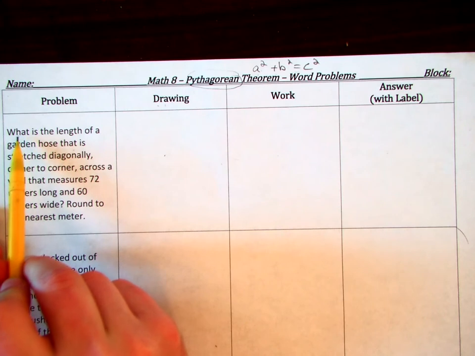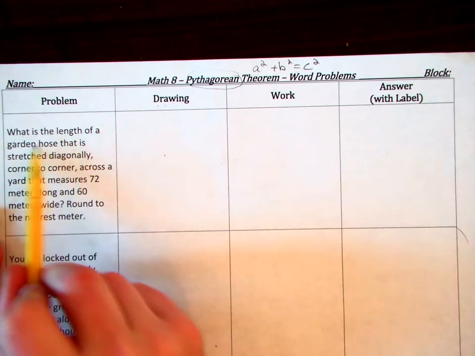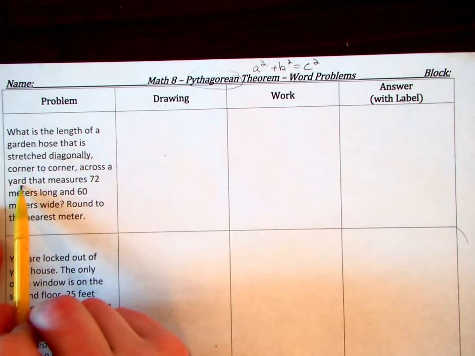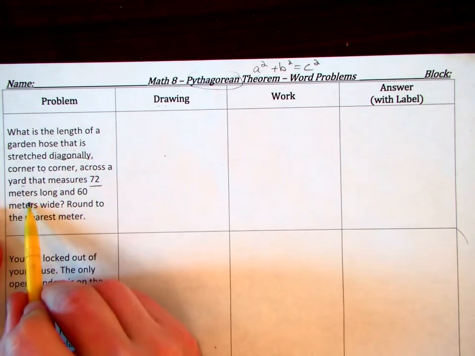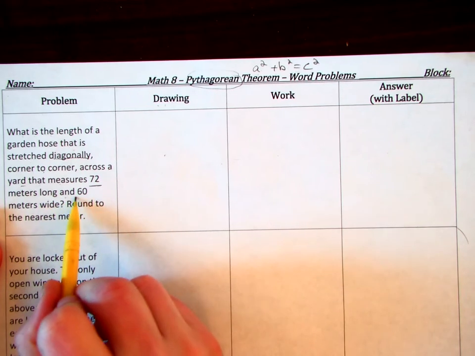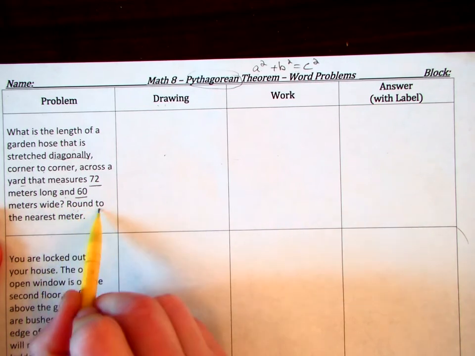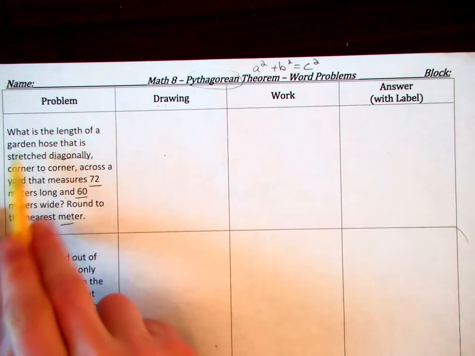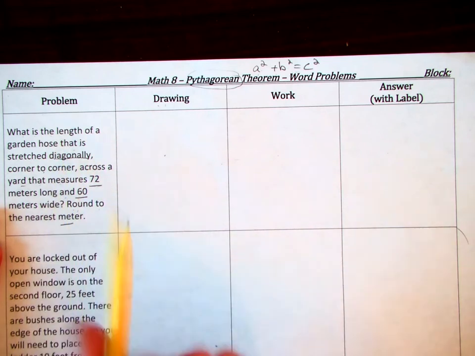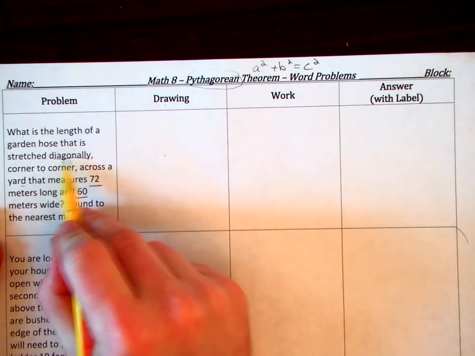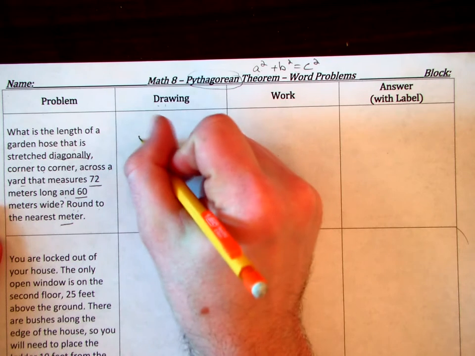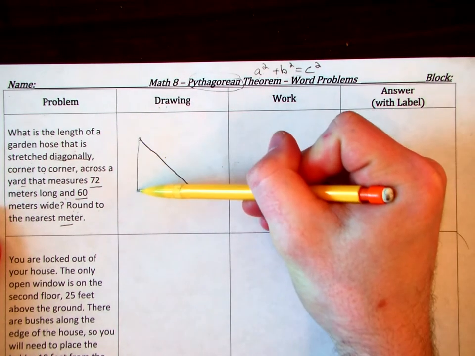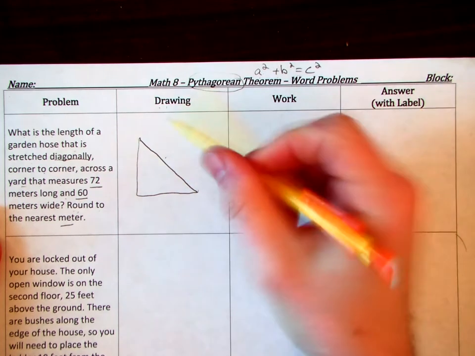All right, so for the first one, it says, what is the length of a garden hose that is stretched diagonally, corner to corner, across a yard that measures 72 meters long and 60 meters wide? And it says, round to the nearest meter. All right, so it's asking what is the length of the diagonal. So anytime you see the diagonal, it's talking about this right here. Okay, so you're saying from corner to corner. So if we had a right triangle, we're talking about the hypotenuse.